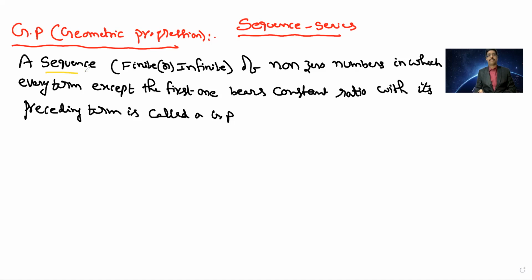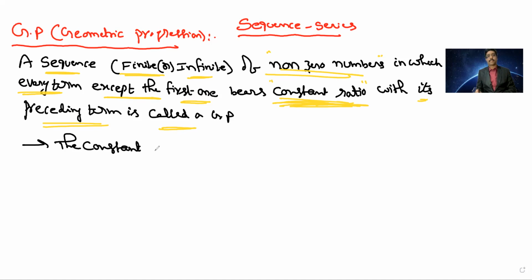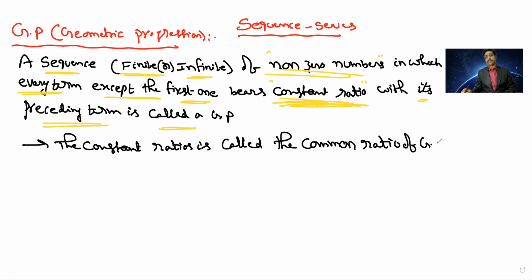What is a GP? A sequence, either finite or infinite, of non-zero numbers in which every term except the first one bears a constant ratio with its preceding term is called a GP. This constant ratio is called the common ratio of the GP, and it is denoted by small r.